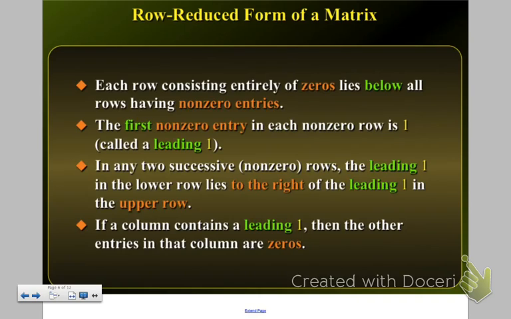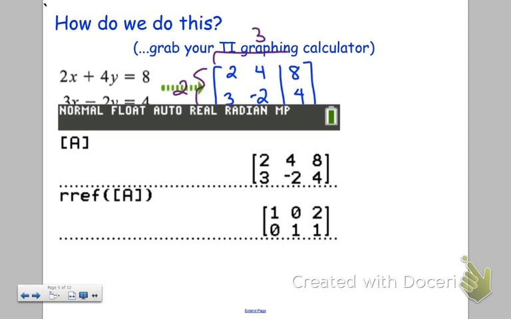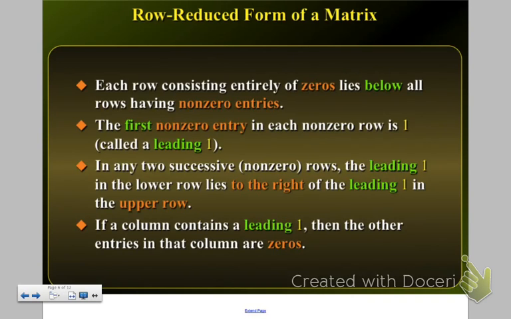So these are the several rules. Anything that's all zeros is below something that isn't all zeros for a row. The first thing in a row that's not a zero is always a 1. So it's like 1x equals 2 instead of 2x equals 2 and having to reduce that. And then, any two non-zero rows, the one with the 1 most leftwards has to be most topwards.